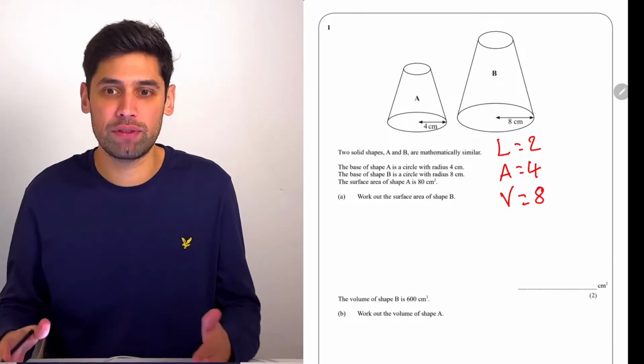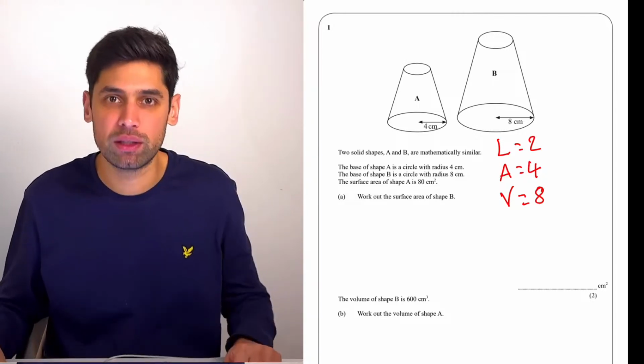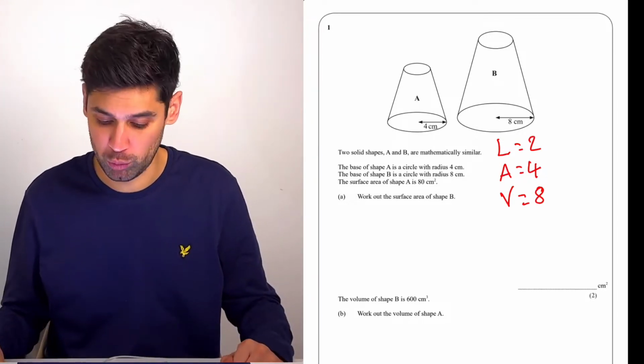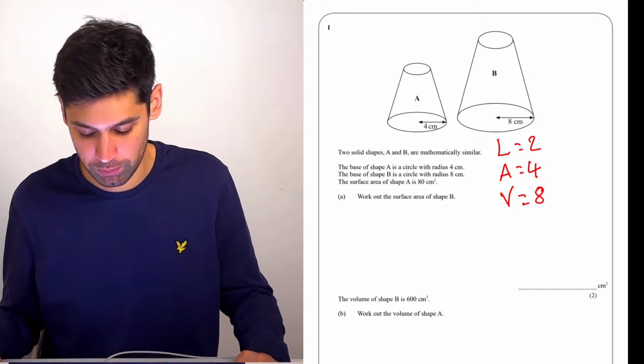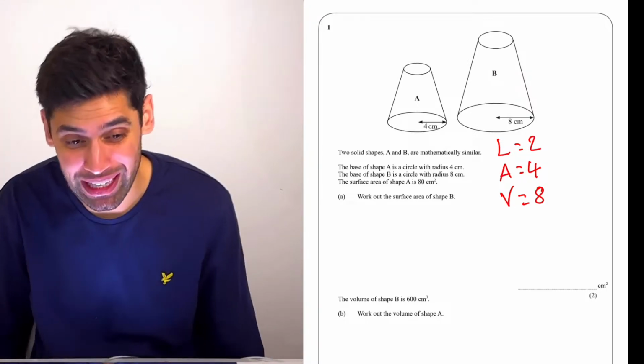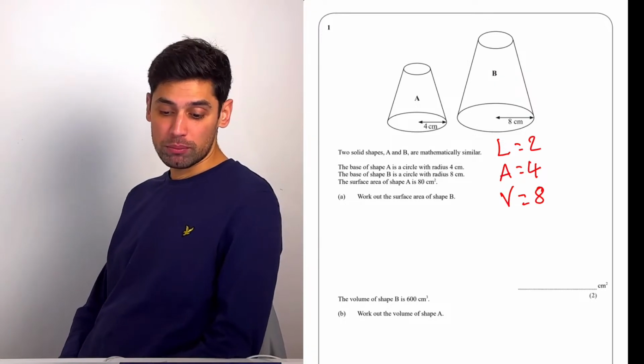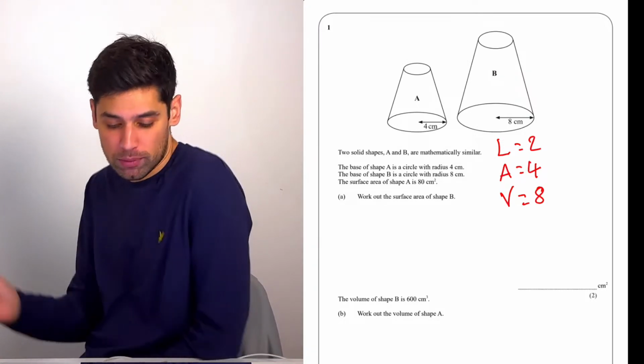Once we know the length scale factor, just square it to find the area scale factor, or cube it to find the volume scale factor. Or do both, which is the best thing to do. Now we've found these scale factors, we can actually start answering the question. And answering the question becomes so easy at this point. We just decide which scale factor we want to use.